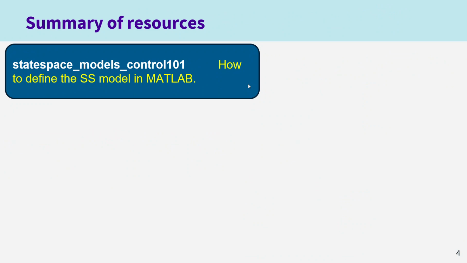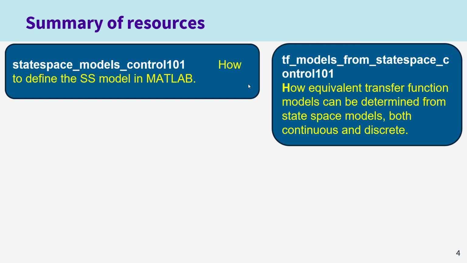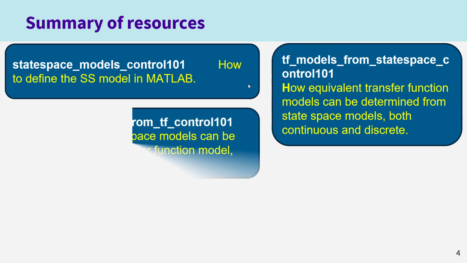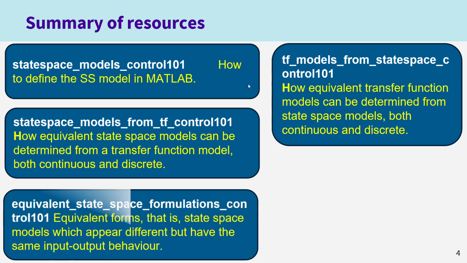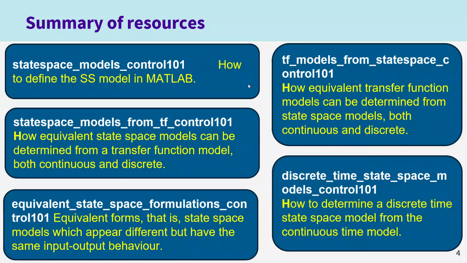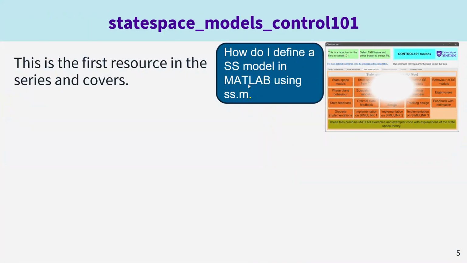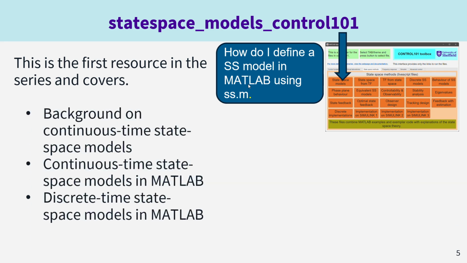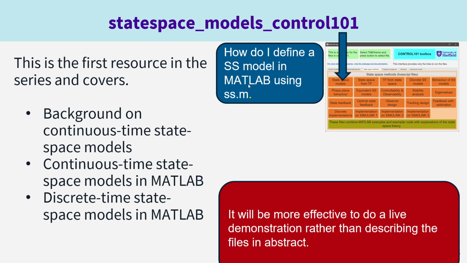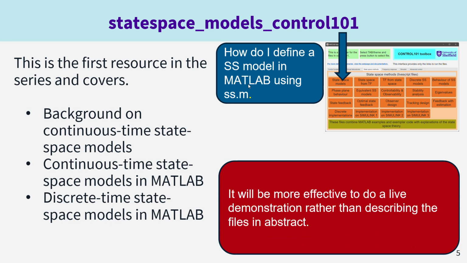Summary of the resources this video will look at then. State space models. Then how do you get a transfer function model from a state space model, and vice versa? How do you get a state space model from a transfer function model? The equivalence between different state space formulations. And finally, a bit more focus on discrete time state space models. Now, the first file, state space models _ Control101, covers these topics here, but I'm not going to talk about that more because it'll be more efficient to do a live demonstration rather than describing the files in abstract.